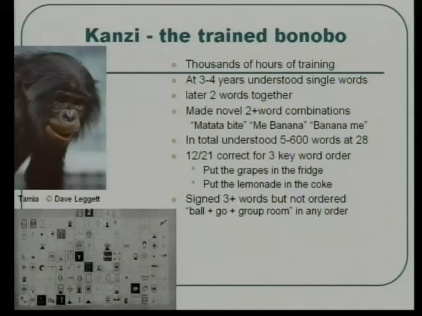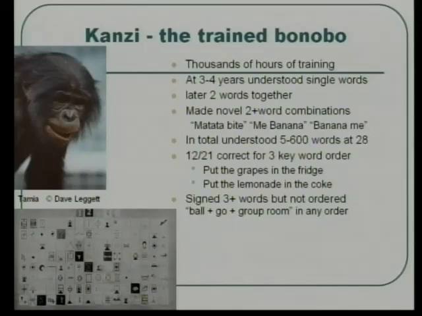So at that point, he appeared to be understanding word order, which is a very important first step in grammar understanding. But when it comes to three key words, put the grapes in the fridge, it could be put or it could be take, it could be the grapes or it could be orange, it could be the fridge or it could be the box. So Kanzi has to understand put and grapes and fridge. That's where things began to break down.